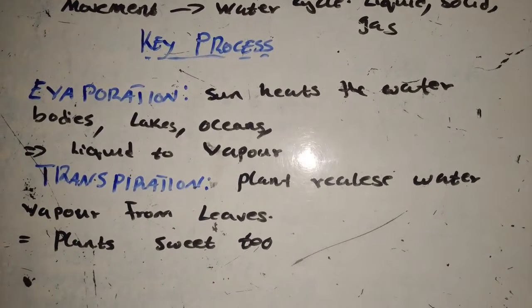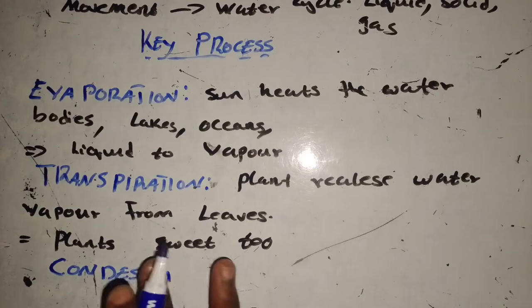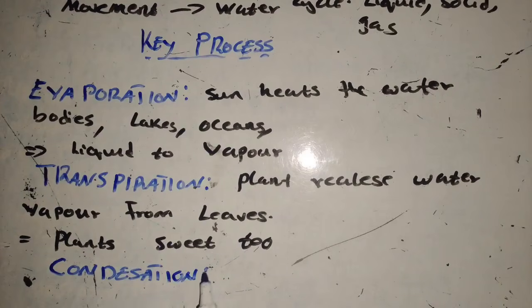Okay, so other than these two terms that we have talked of, another process that is involved in the water cycle is condensation. So during condensation, water vapor cools and forms clouds. So that water which was released from the plant will cool and form the cloud. So this is where the formation of the clouds comes in.